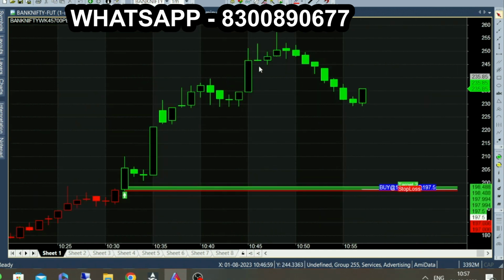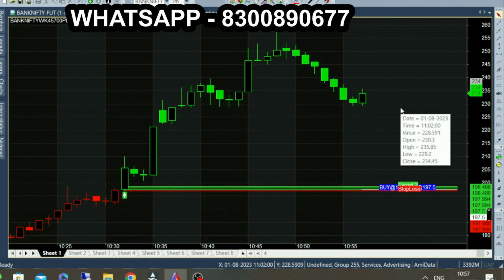Bank Nifty weekly option chart, 45,700 put option. This put option, expiring coming week Thursday, had a buy call generated at 198, and the market moved all the way to 255, a 50 point momentum in an at-the-money option. Like this, today in the option chart also a call was generated.